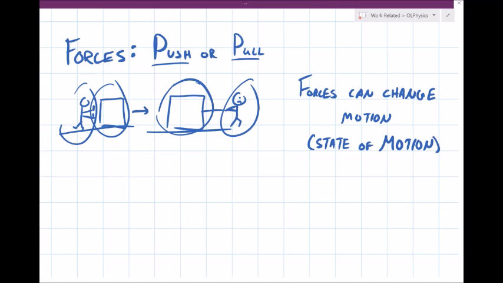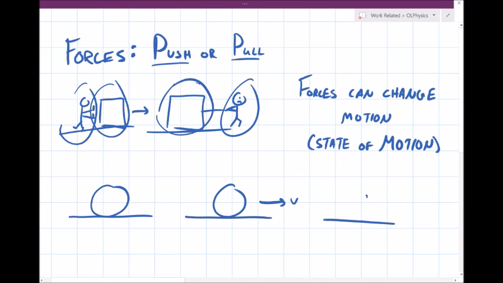So there are many different states of motion, but I guess the two that are probably most familiar are something that is not moving, and something that is moving at some constant velocity. And something else is gaining speed in a certain direction. We call that an acceleration, right?